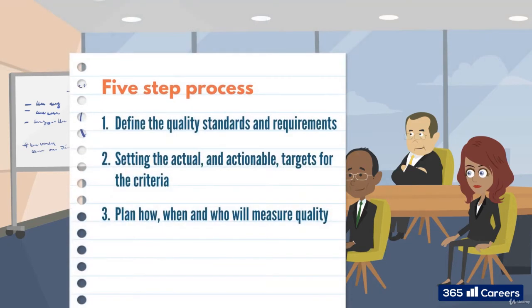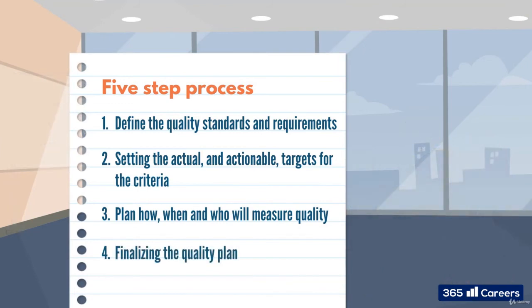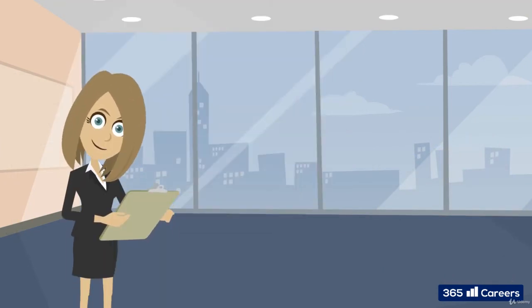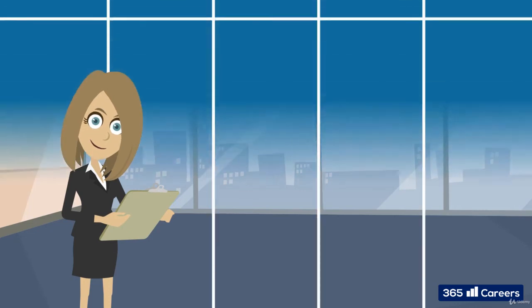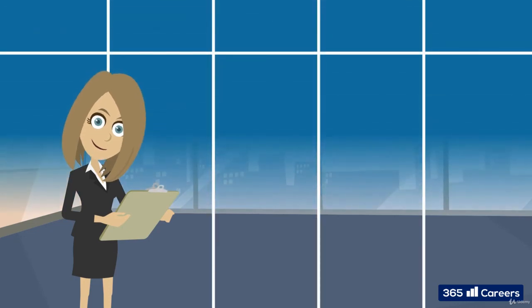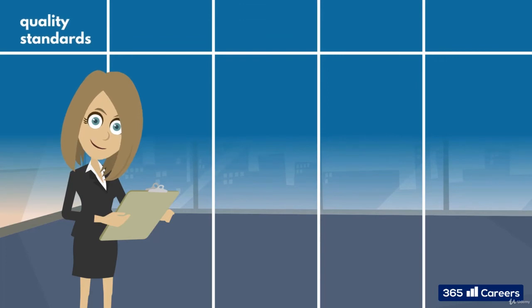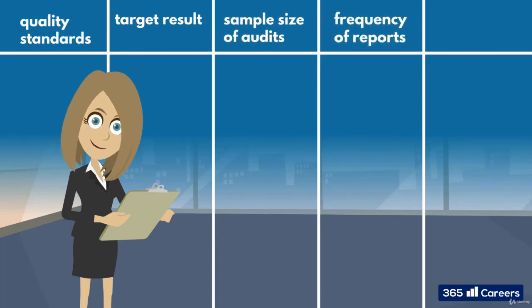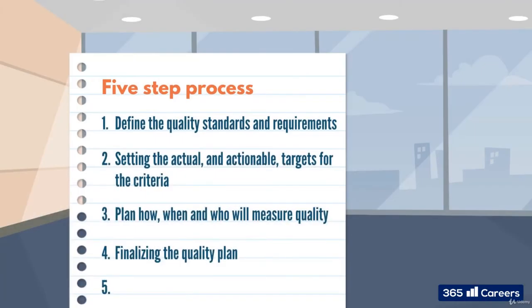Alright, moving on to step 4, finalizing the quality plan. Now, the project manager takes all the information gained so far and collates it into a simple table. The table should show the quality standards, a metric for each standard, the target result, sample size of audits, the frequency of reports, and the owner. Once all of this is done and dealt with, the final thing for the project manager to do is to make adjustments to their project constraints, if necessary.